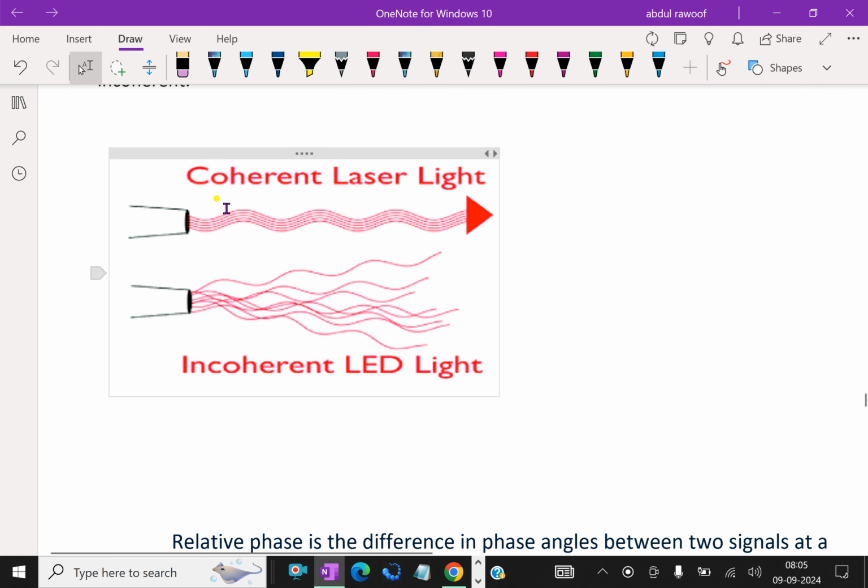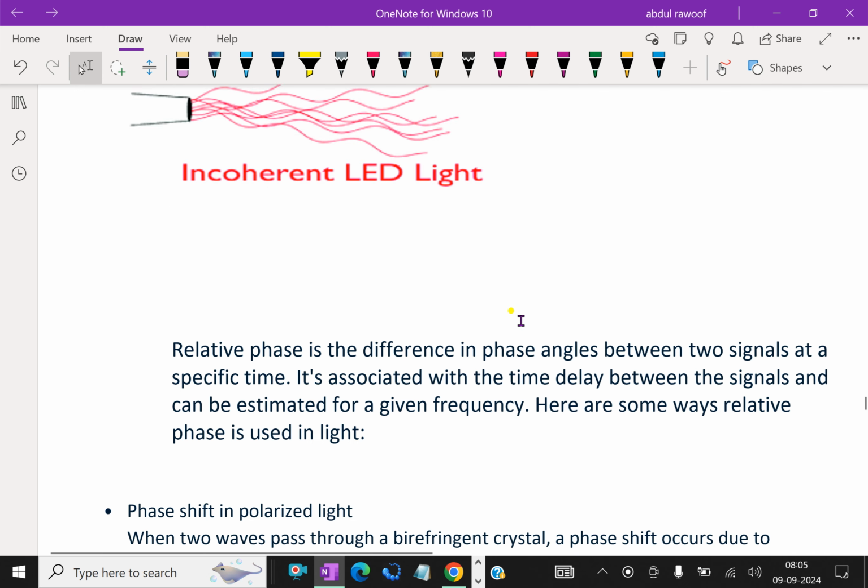Here, look, coherent laser light passes through and is accurately spaced, but here incoherent LED light is mixed light.